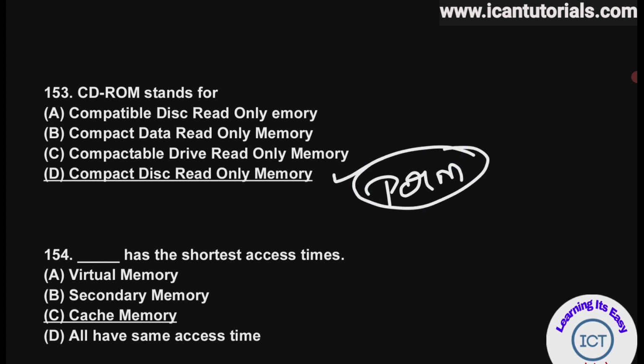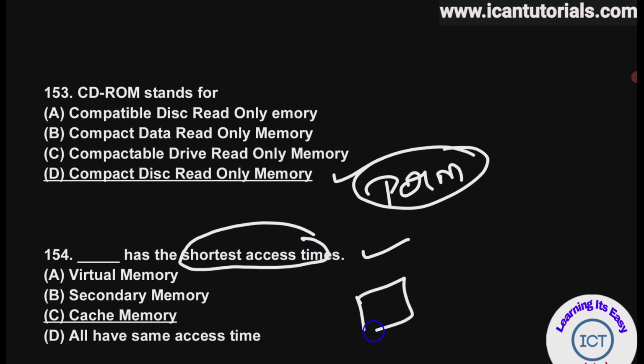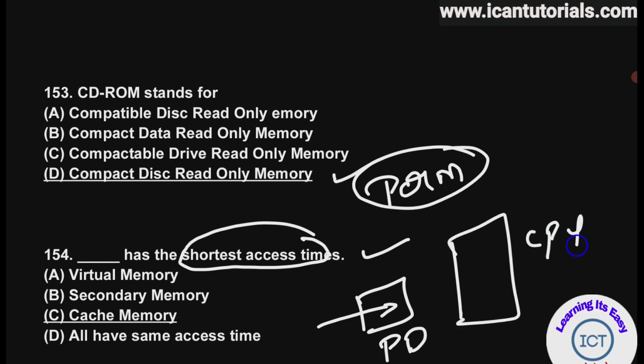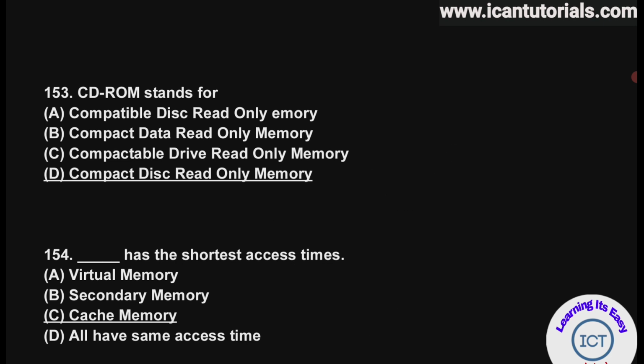Next question is dash has the shortest access time. Let us understand what we mean by shortest access time. Shortest access time is nothing but whenever data is present in a memory. Suppose a pen drive. It is a memory. Inside this there is some data. Whenever we connect this pen drive to the computer and our CPU tries to access the data present inside it, how much time it takes to access the data inside this pen drive is called the access time.